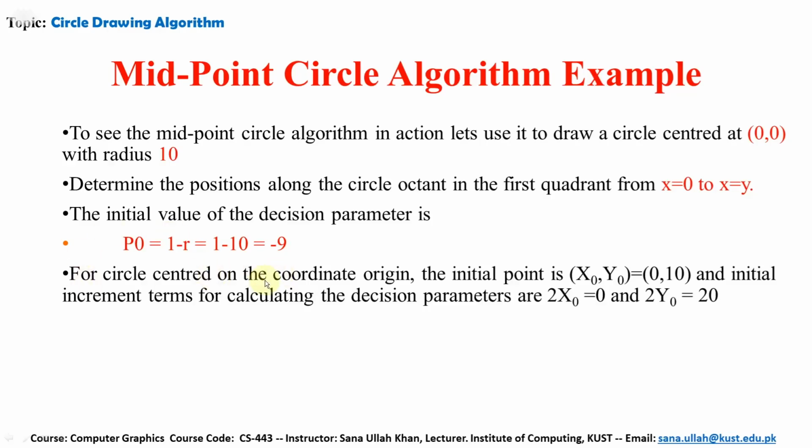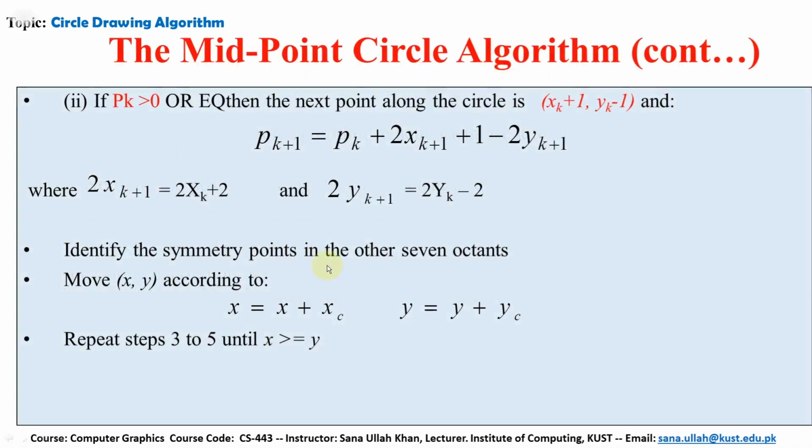For a circle centered on the coordinate origin, the initial point is x0, y0, which is 0 and 10. So the initial increment terms for calculating the decision parameter are 2x0, which is equal to 0, and 2y0, which is equal to 20, because it is multiplied by 2. So this is the decision parameter which is given.